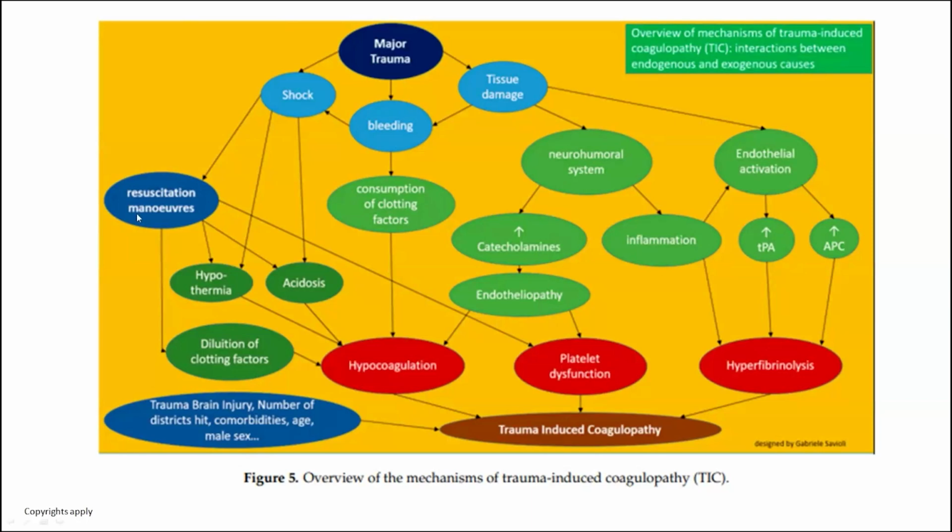Shock, what happens? We start resuscitating the patient, and because of shock there is acidosis also. And once we start resuscitation, there will be hypothermia also. All of this will also worsen the clotting factors, which causes dilutional thrombocytopenia, dilution of clotting factors. All of this will end up causing hypocoagulation again. So because of these three major initial triggers, there will be hypocoagulation, platelet dysfunction, and hyperfibrinolysis, which cause trauma-induced coagulopathy. If you can remember this, shock, bleeding, tissue damage causing hypocoagulation, platelet dysfunction, and hyperfibrinolysis, that causes trauma-induced coagulopathy. If you write this much in exam, it's more than enough.